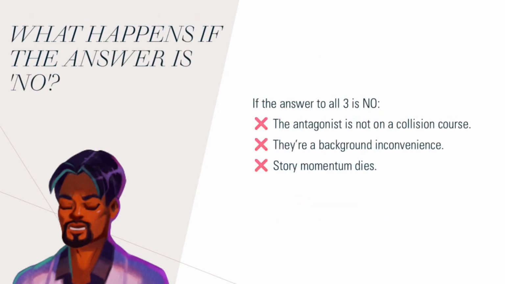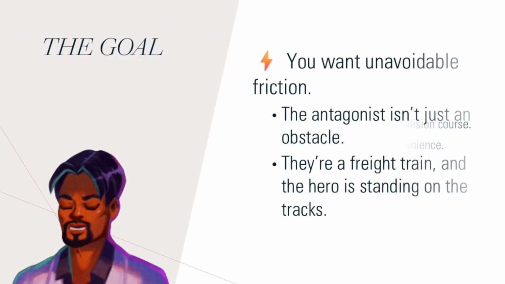If the answer is no to all 3, your antagonist isn't on a collision course. They're just a background inconvenience. And that kills story momentum. Your goal here is friction that can't be avoided. The antagonist isn't just an obstacle. They're a freight train, and the hero is standing on the tracks. Overall, this part is pretty easy.